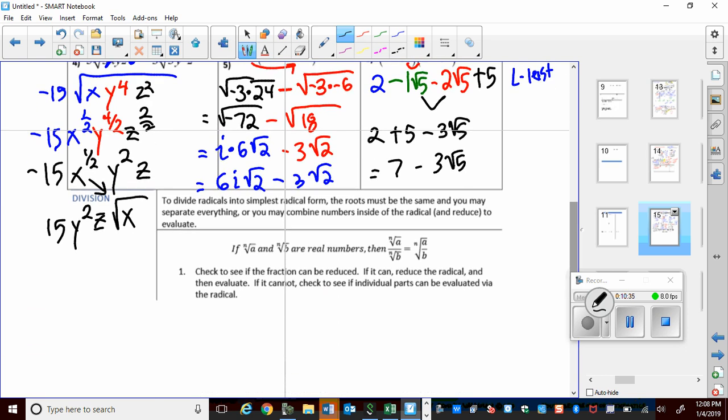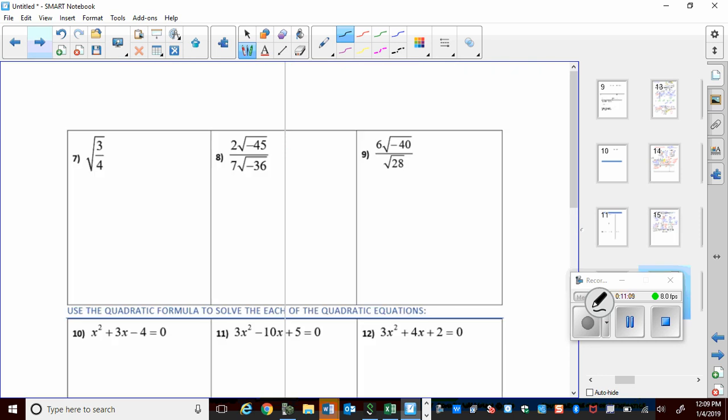Now, the next part is division or dividing radicals into simplest radical form. The roots must be the same. The indexes must be the same. And you may separate everything, or you may combine numbers inside of the radical. Then you reduce to evaluate. So I like to see if the fraction can be reduced. If it can, reduce the radical and then evaluate. If it cannot, check to see if the individual parts can be evaluated via the radical. So a lot of words there, but the indexes need to be the same.